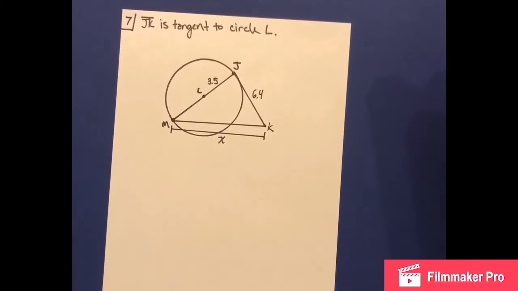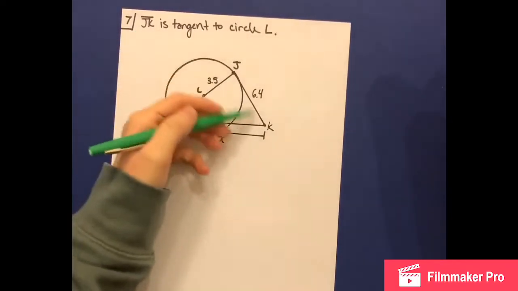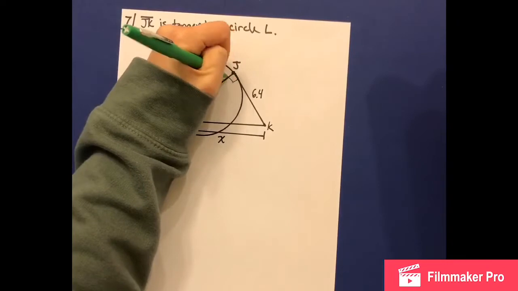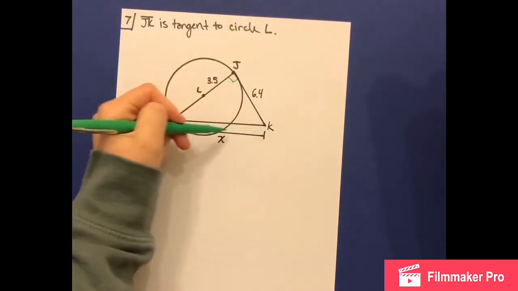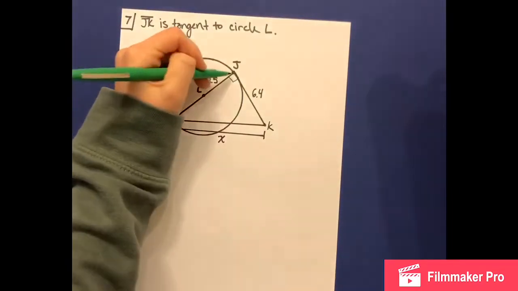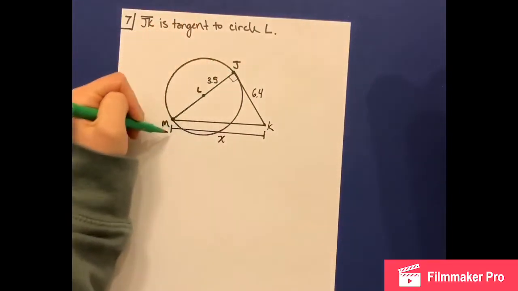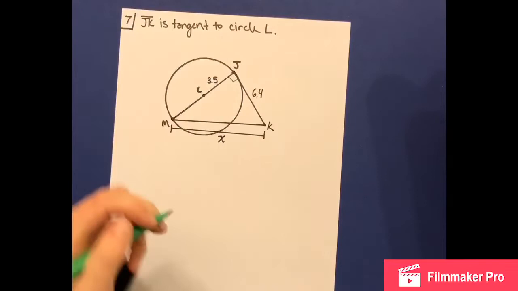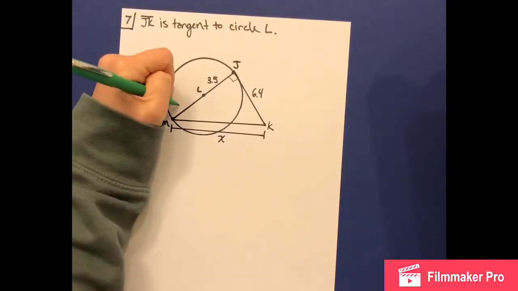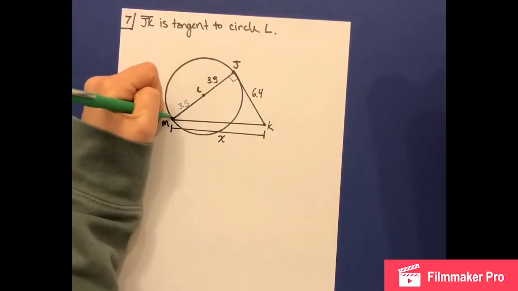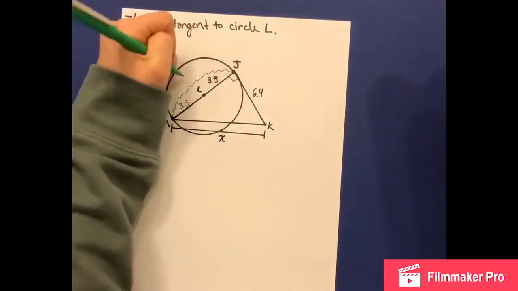Okay, moving on to number 7, we still have JK tangent, so I'm going to create my right angle here. This is 6.4, this whole thing is x. However, this 3.5, we can't assume it's the whole thing. We're assuming it's this little part. So if this part is 3.5, the radius over here also has to be 3.5. So I'm going to add the two together to get 7.